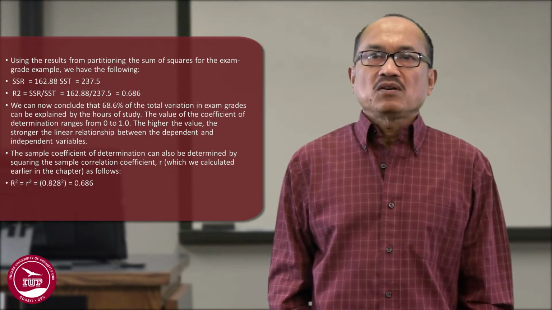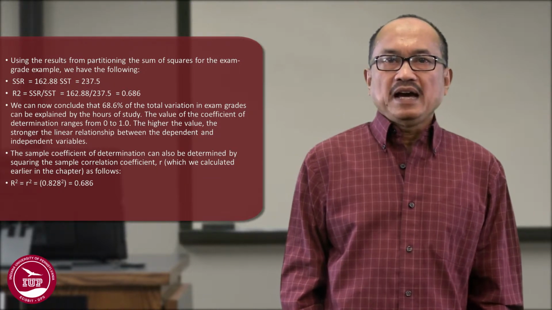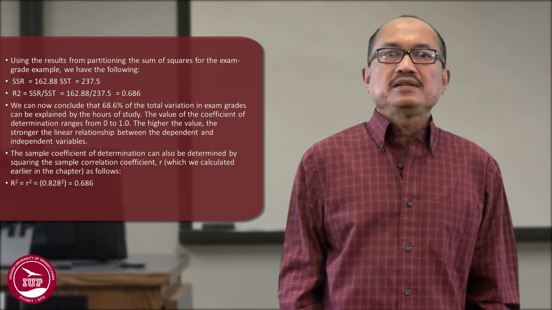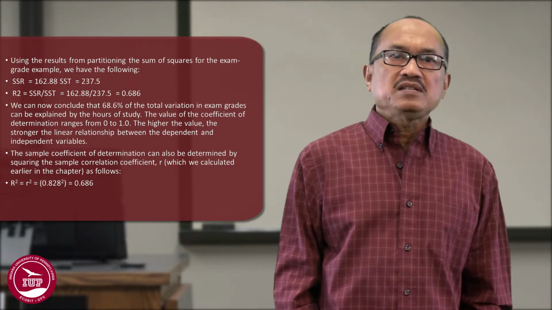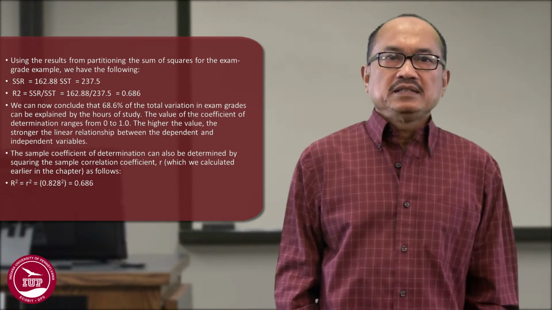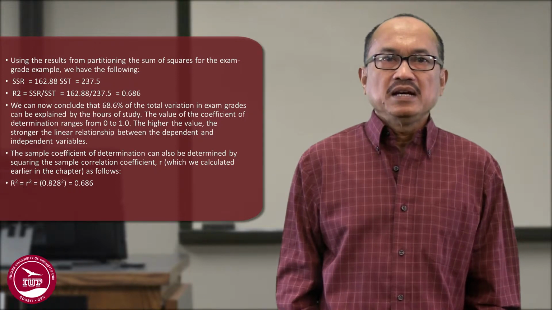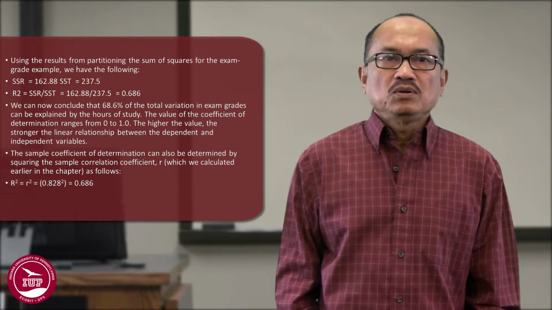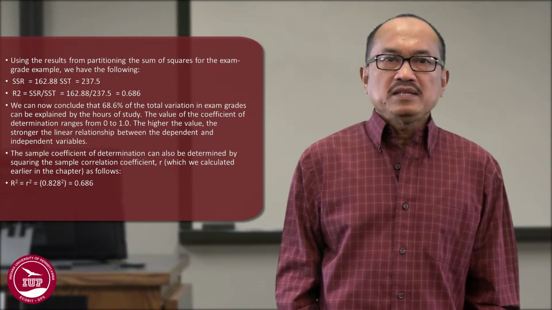The value of the coefficient of determination ranges from 0 to 1. The higher the value, the stronger the linear relationship between the dependent and independent variables. The sample coefficient of determination can also be determined by squaring the sample correlation coefficient, r, which we calculated earlier in the chapter as follows. R-square equals 0.828 squared, which equals 0.686.